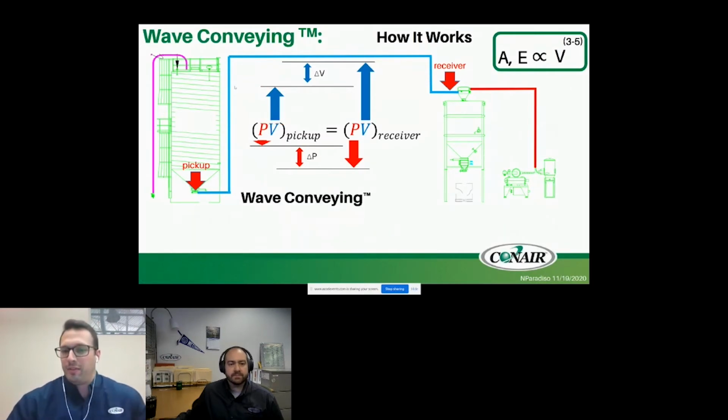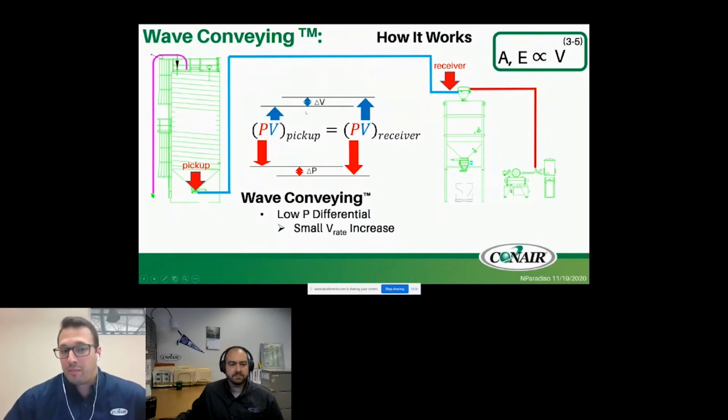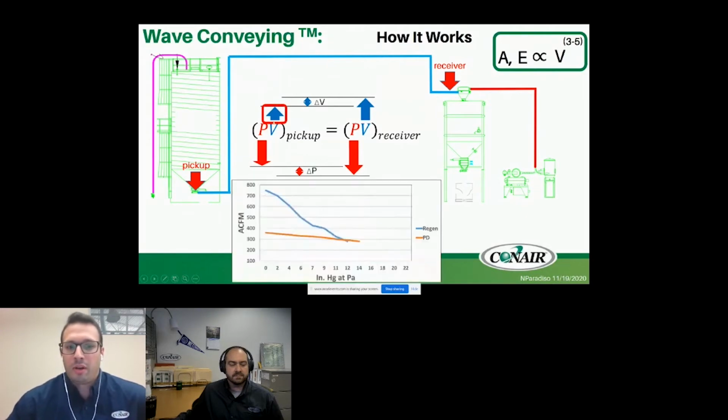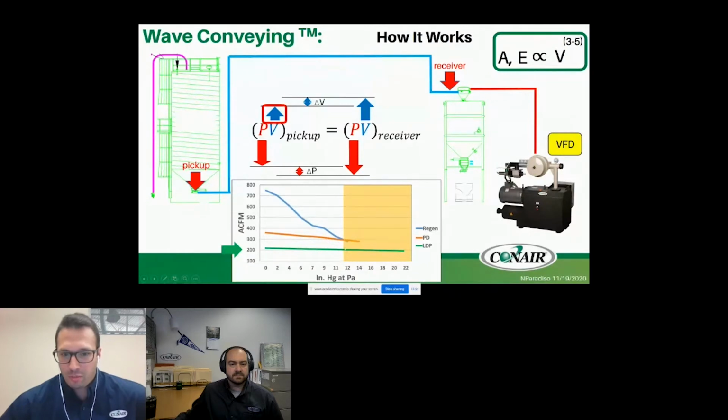So how does wave conveying work? What we do with wave conveying is we decrease the delta P. So we regulate a deep vacuum state from pickup point to receiver. And in order to balance the equation out, we also prevent the material from accelerating much at all. So we pick it up and we keep it moving very slow. The result of this is we're able to achieve a much lower pickup velocity. We do that by using a VFD and dropping the pump curve. So we're no longer up here. We're now down substantially lower, almost 20, 30, 40% lower at the pickup point, if not more.